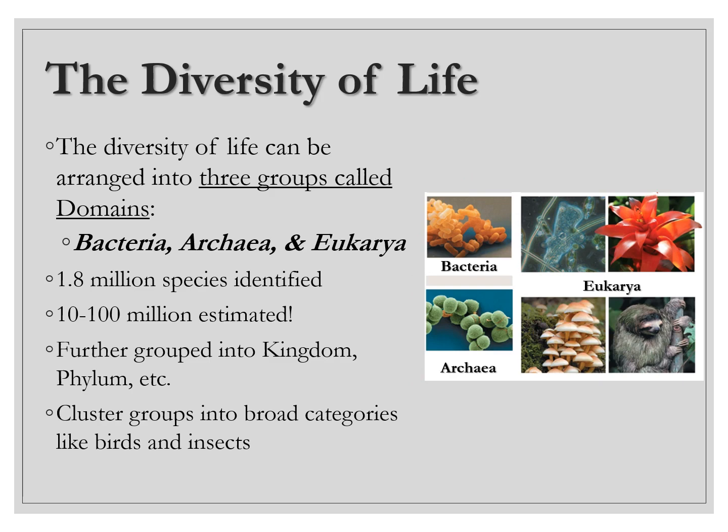Now we can further group all of these into kingdoms, phyla, all of that, and we'll get more into that when we talk about the diversity of life later in the course. And then we can cluster these groups into broader categories like birds and insects. So we start to break everything down into smaller and smaller groups.